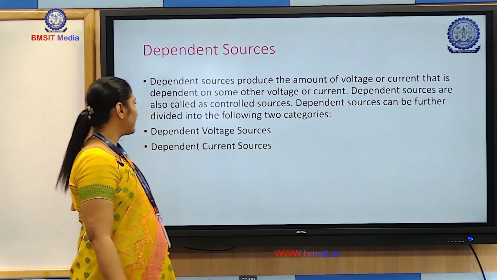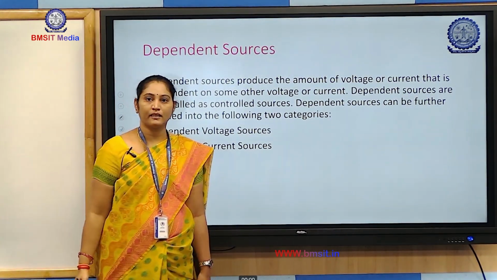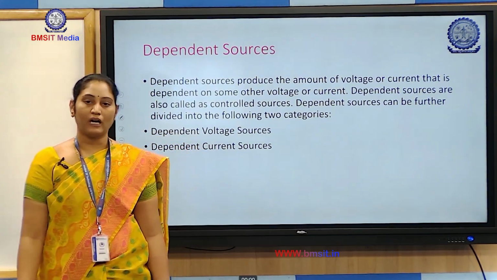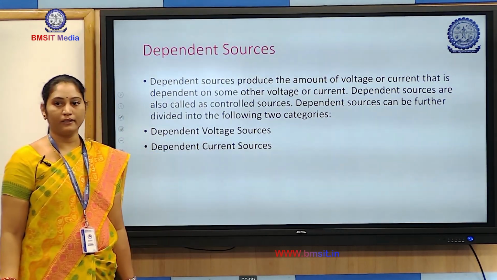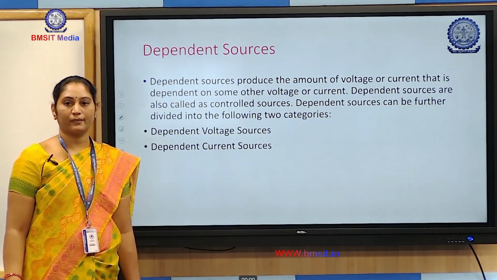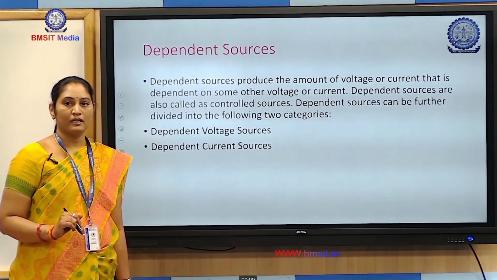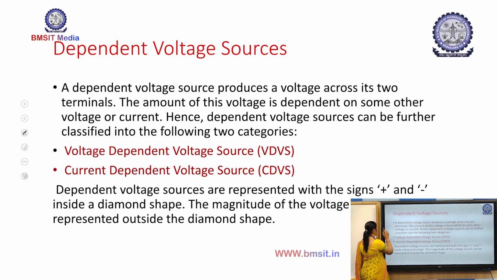So we know what an independent source is. Now we'll come to the dependent source. What is a dependent source? As the name suggests, dependent sources produce an amount of voltage or current depending upon another voltage or current present in the network. That means dependent sources are also called control sources. Dependent sources can be further classified into dependent voltage source and dependent current source.